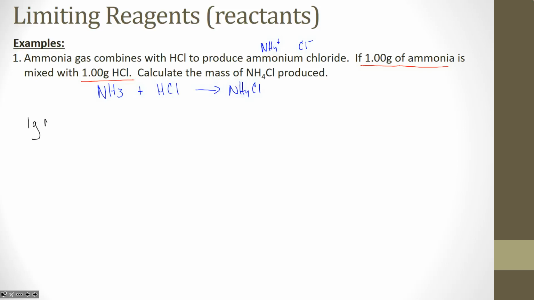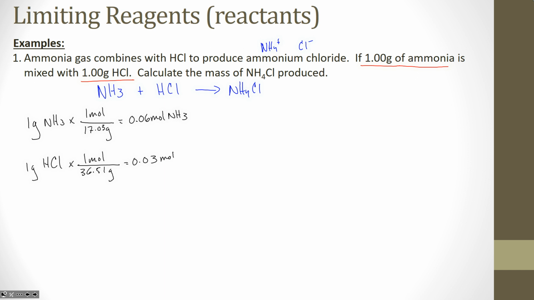1 gram of NH3, and I also have 1 gram of HCl. I'm going to convert both of these to moles. So we know that 1 mole of ammonia weighs 17.03 grams, and we know that 1 mole of HCl weighs 36.51. So when I solve this out, I get 0.06 moles of ammonia and 0.03 moles of HCl.